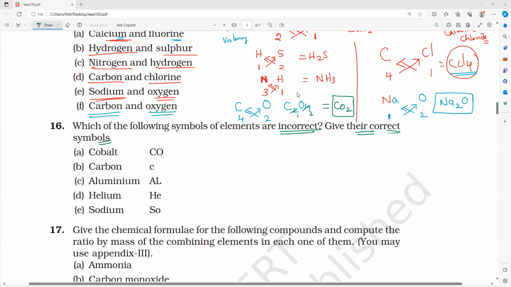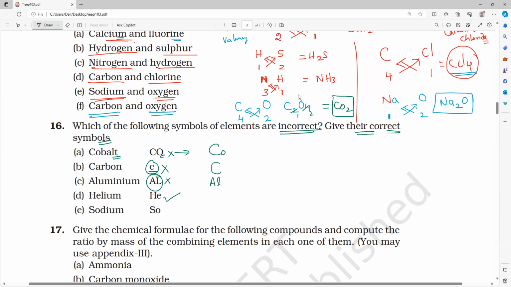Cobalt, right or wrong symbol? No, sir. What is wrong? Anybody? Sir, O should be small letters. Very good. Capital C, small o. Next. Carbon symbol, incorrect or correct? Incorrect, because small c. You have to write capital C. Aluminium, incorrect or correct? Incorrect, sir. Yes, small l. Next. Helium.